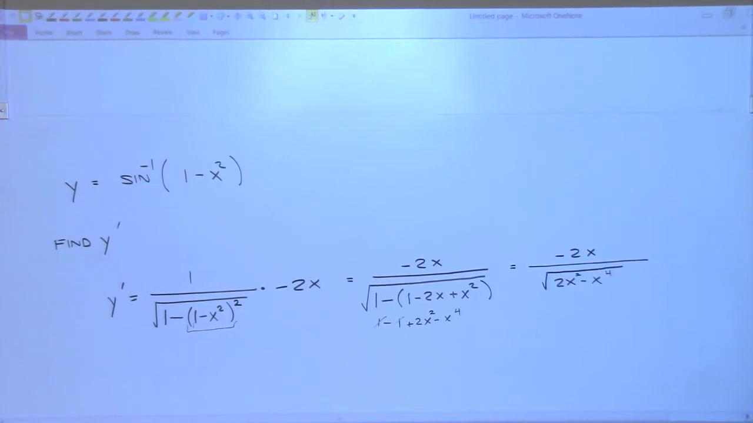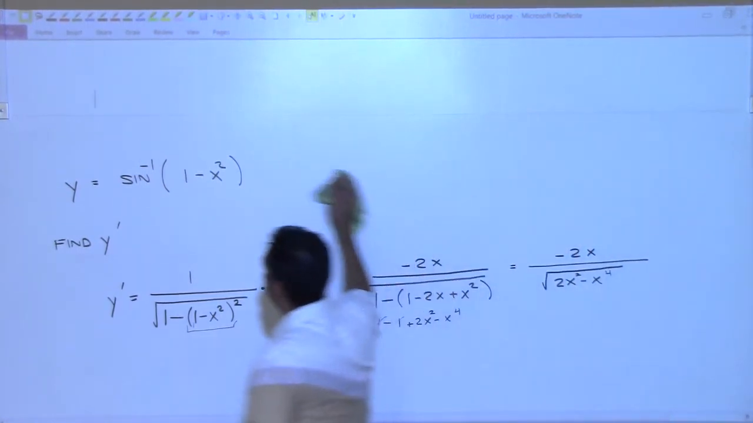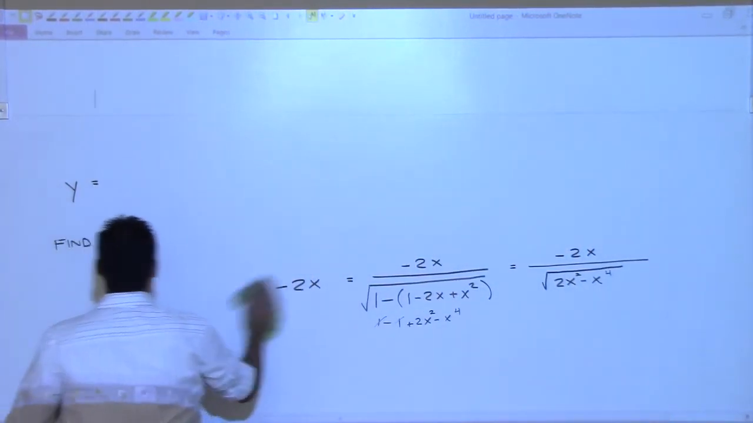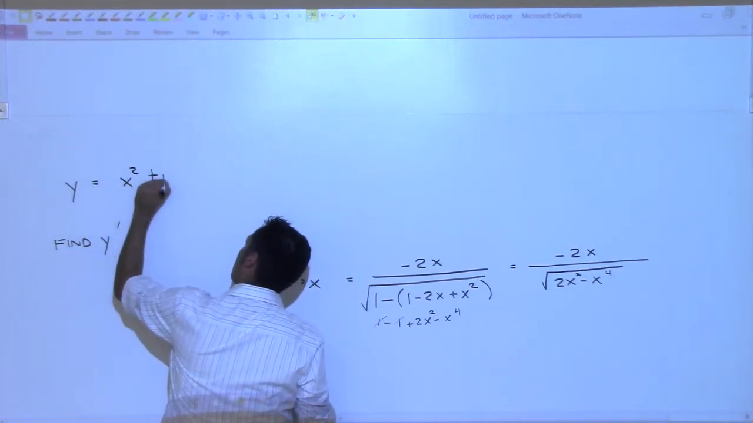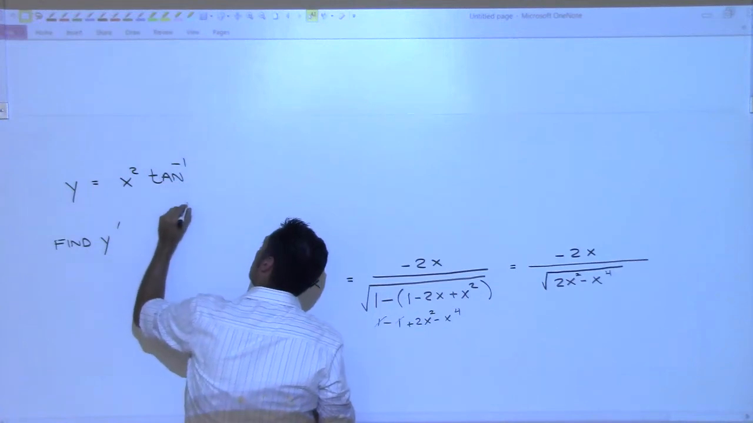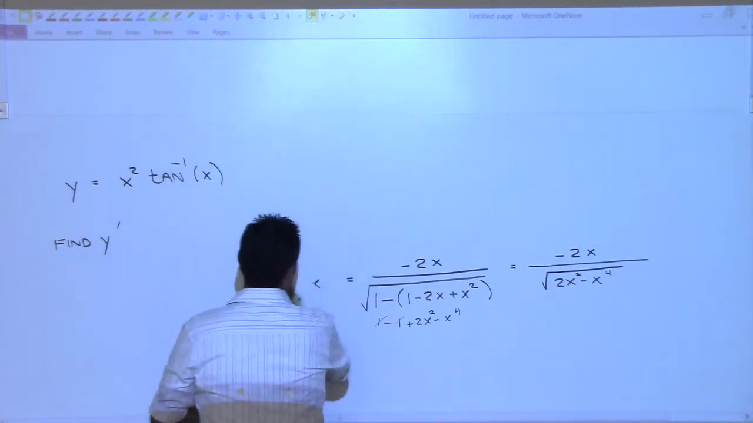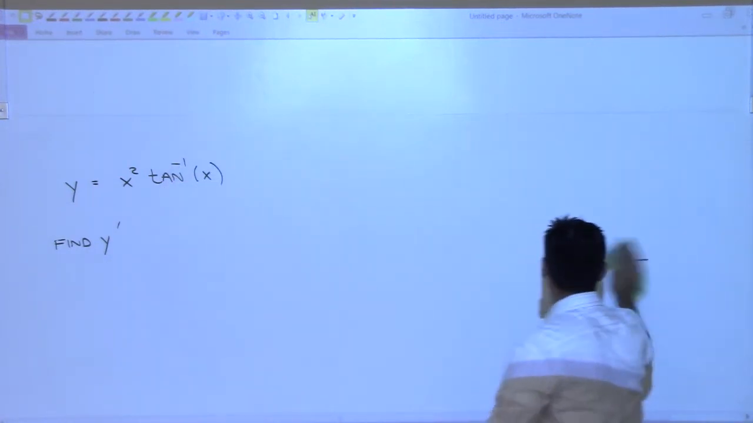All right, that's the derivative. Let's look at another one. Let's do some arctan in here. Let's get some arctan. Let's go x squared arctan of x. Let's find the derivative of this.